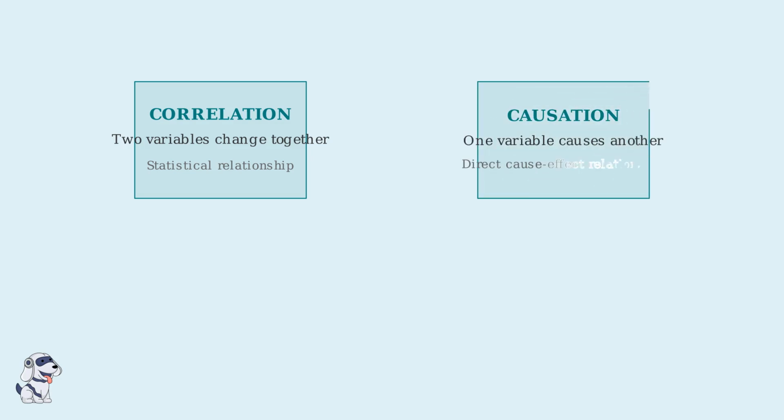Causation, however, means one variable directly causes changes in another. This is a much stronger relationship that requires evidence beyond just correlation. The fundamental principle is that correlation does not equal causation. Just because two things happen together doesn't mean one causes the other.